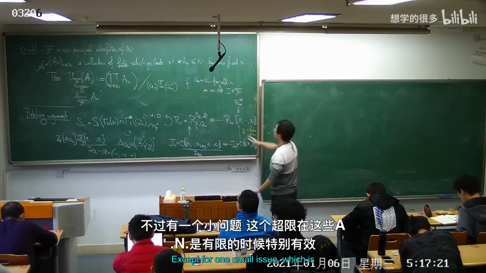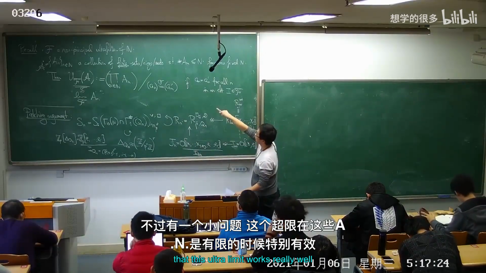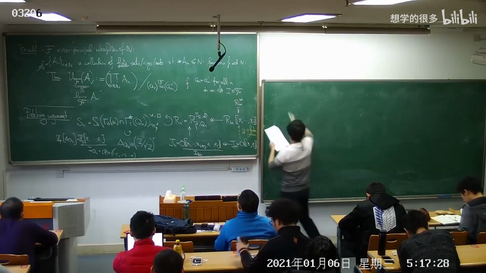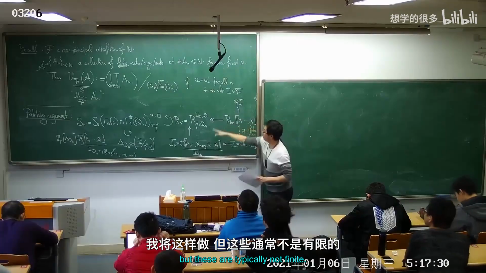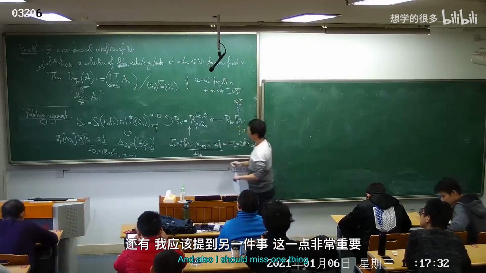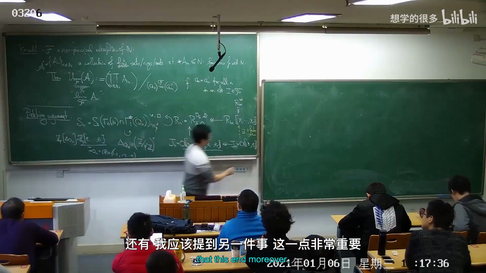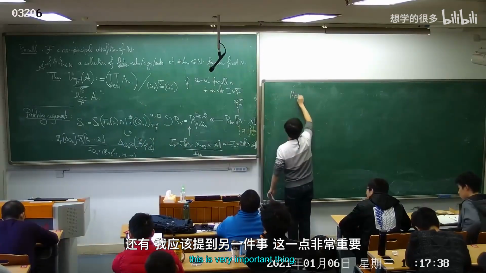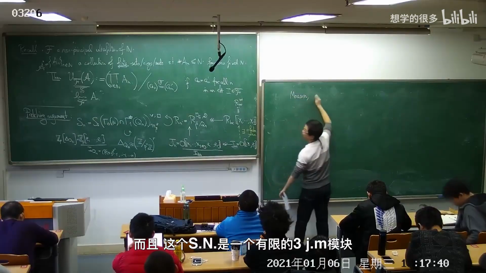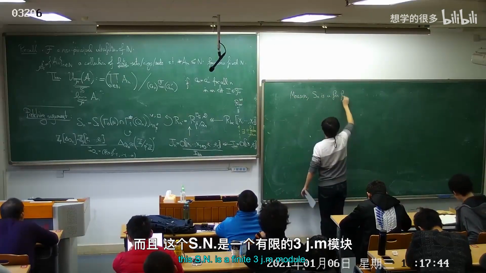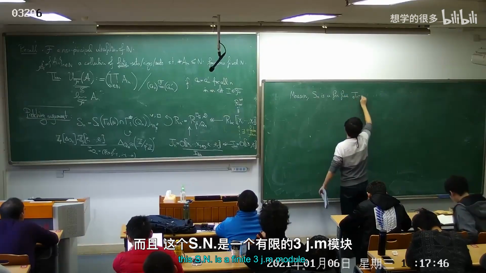Except for one small issue, which is that this ultralimit works really well when these An's are finite. But these are typically not finite. And also I missed one thing, and moreover, this is a very important thing, I should have said it. Moreover, this Sn is a finite free Jn module.